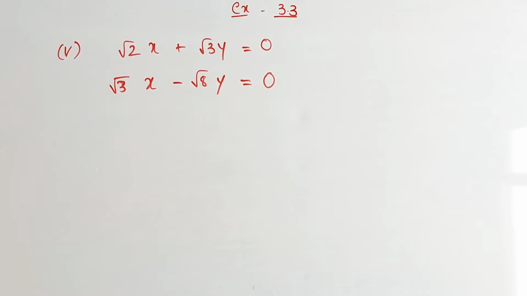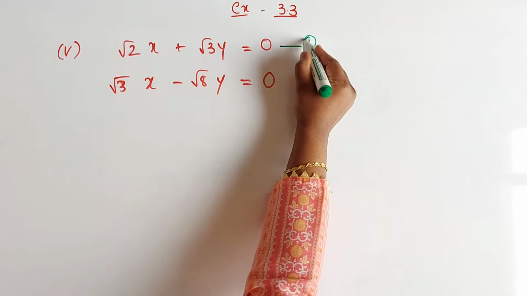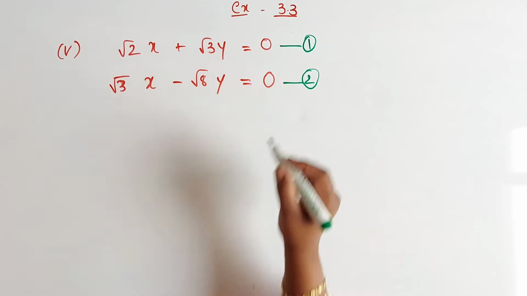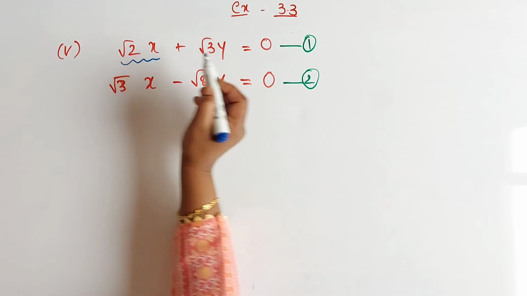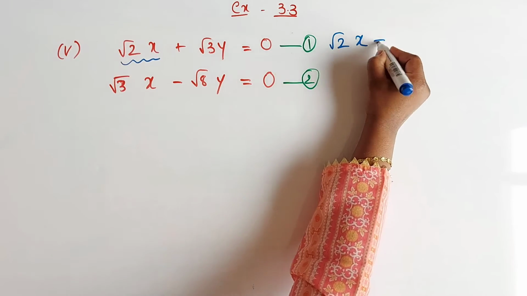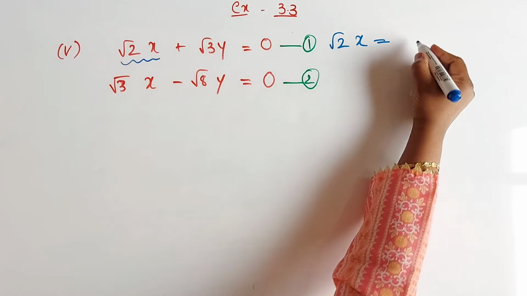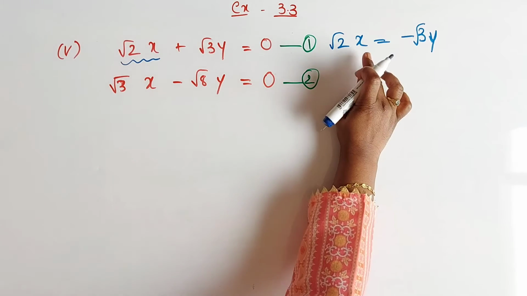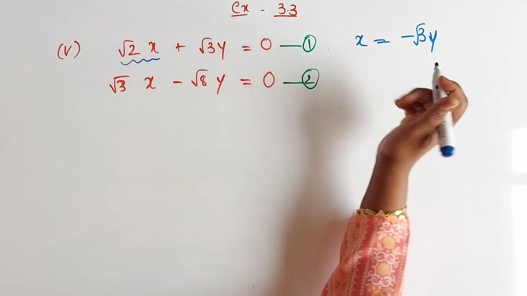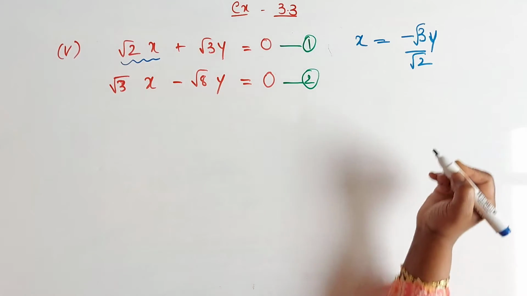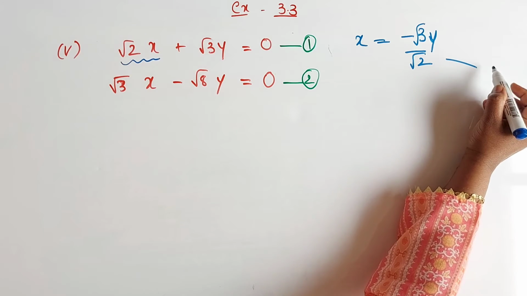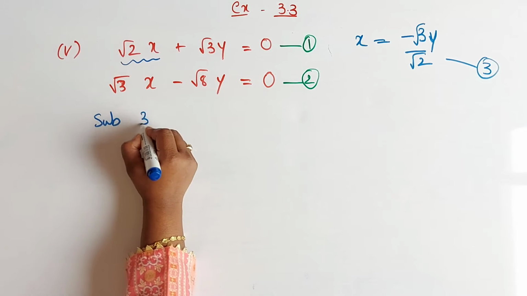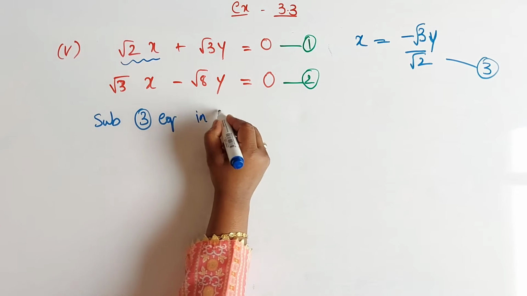Fifth one, root 2x plus root 3y equal to 0 is the first equation, children. Root 3x minus root 8y equal to 0 is the second equation. From first equation we can write root 2x equal to, send this one to right hand side, minus root 3y. Correct children? Now we want only x value. So send this root 2 also that side. This will be denominator. So x equal to minus root 3y by root 2. This is third equation. Substitute third equation into second equation.